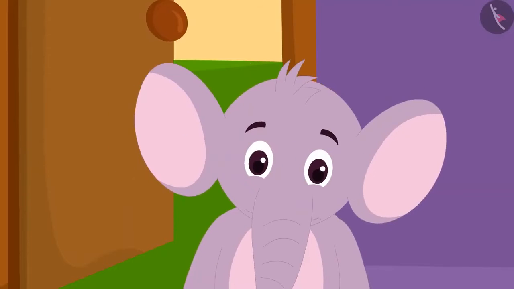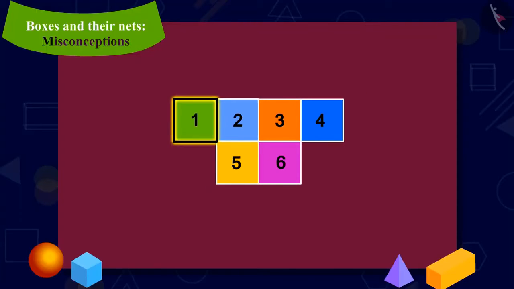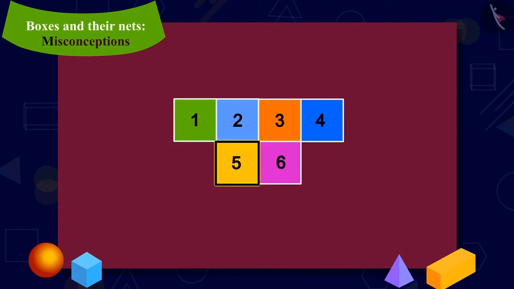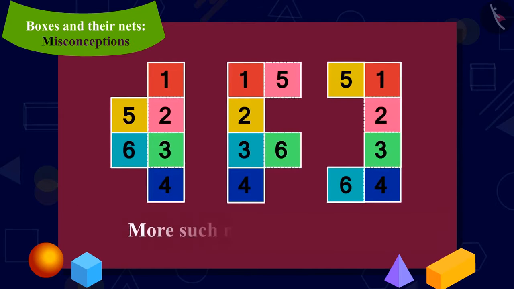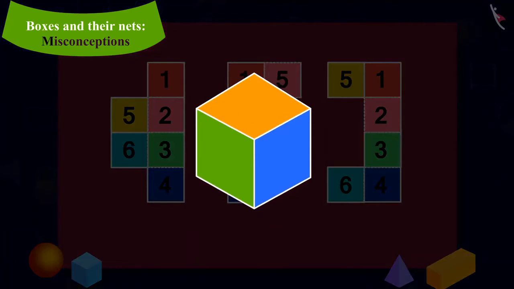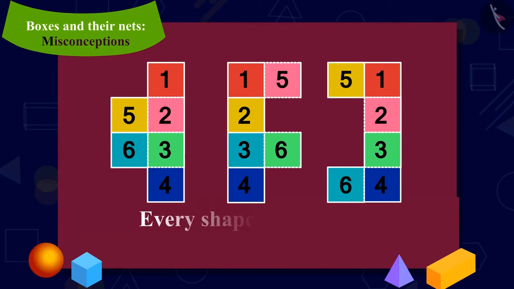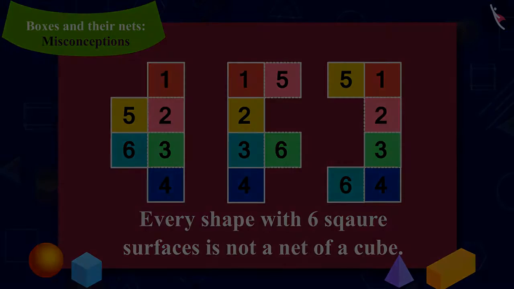Appu was once again shocked. Hey, this figure did have 6 surfaces and all the surfaces were square. Yet I could not make a cube from it. Yes, kids, it is possible to have more such nets which have 6 square surfaces. But by folding them, we cannot make a cube. In other words, every shape with 6 square faces is not a net of a cube.